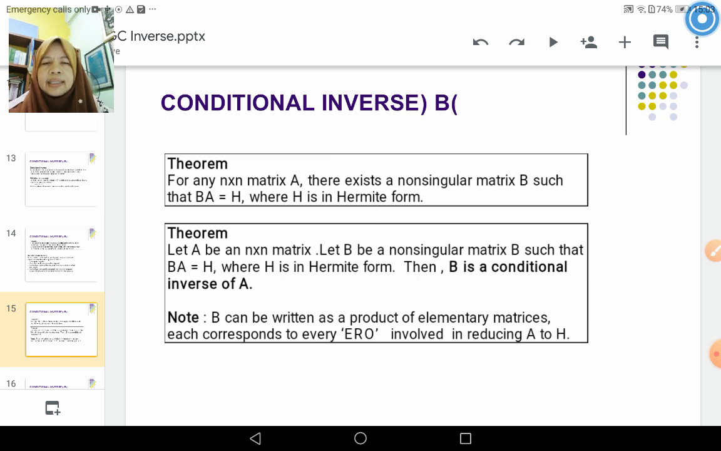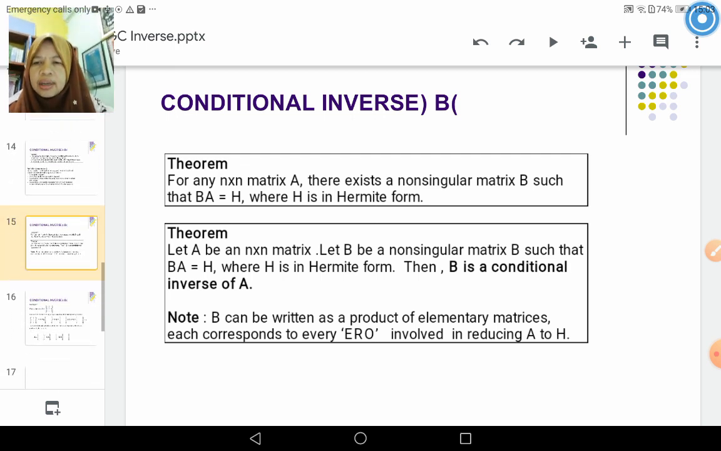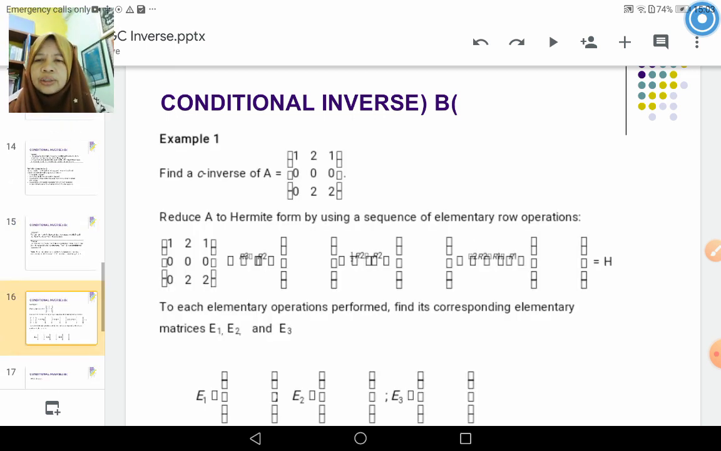Then B is called a conditional inverse of A. Note, B can be written as a product of elementary matrices, each corresponding to every ERO involved in reducing A to H. Okay, you have to know this theorem.